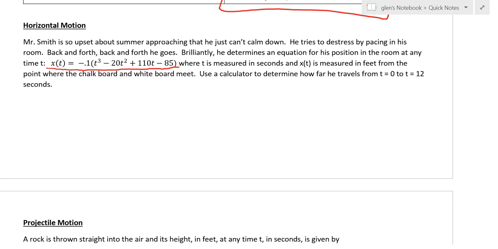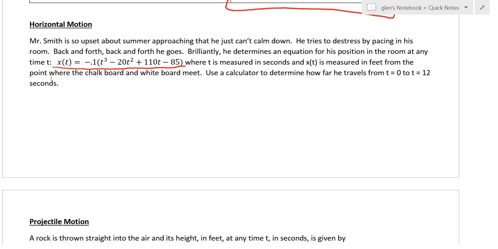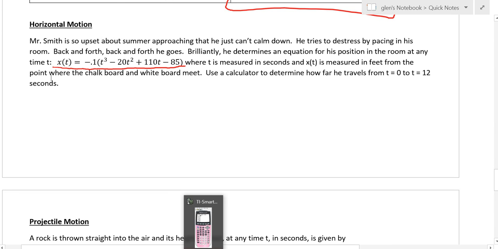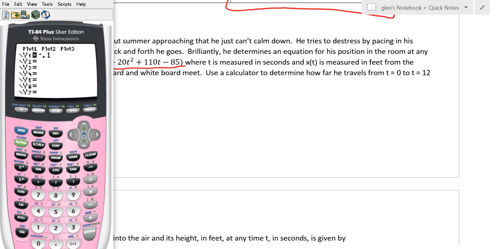Simple enough? Now, we can graph this in function mode if we wanted to. Mode, function. The equation is negative 0.1 times t cubed minus 20t squared plus 110t minus 85. So I'm going to graph this in function mode. Check this out. There it goes.